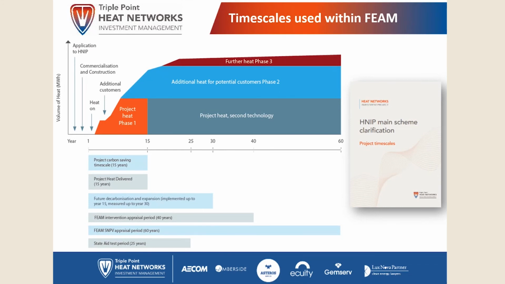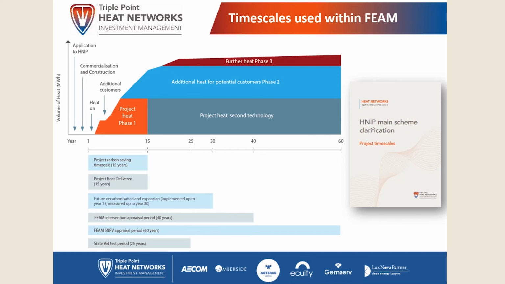Okay, we've provided a clarification in relation to timescales. We have a lot of different timescales within the model. We calculate different metrics over different timescales. The project carbon saving is calculated over 15 years. The project heat delivered is calculated over 15 years. So it's the sum of those 2 numbers over 15 years.